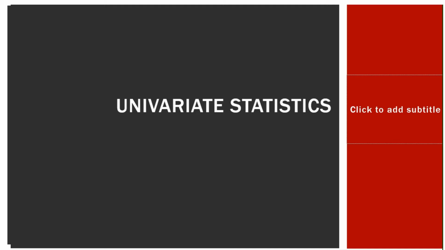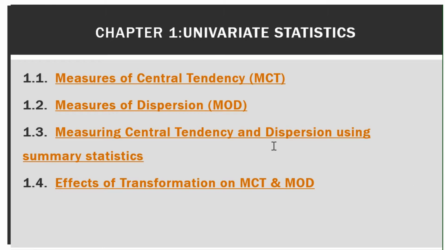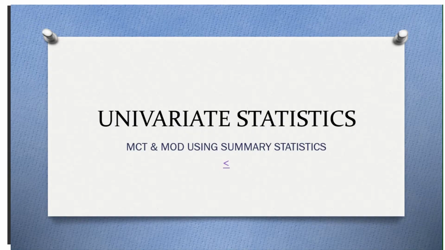Okay, welcome back. Now we will continue with 1.3 for univariate statistics, which is measuring central tendency and dispersion, in other words, your mean and your standard deviation using summary statistics. And then the effects of transformation on MCT and MOD, that is in our next class. So let's look at summary statistics now.